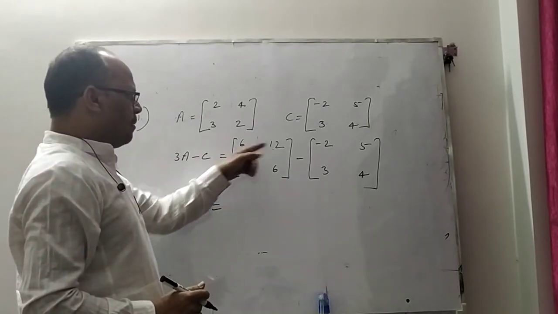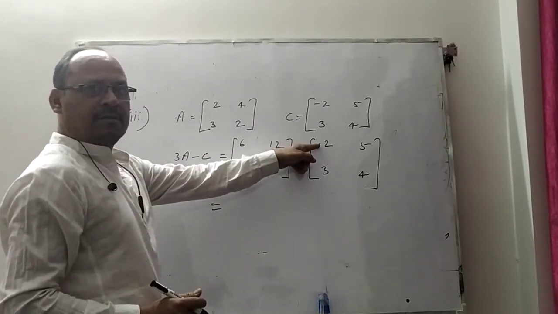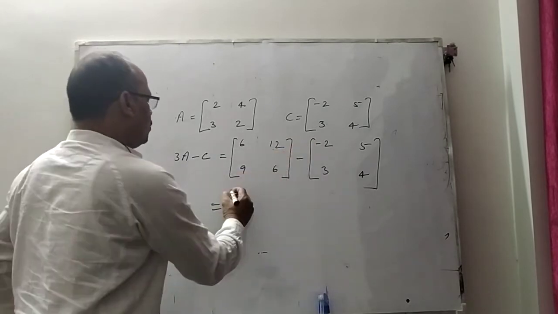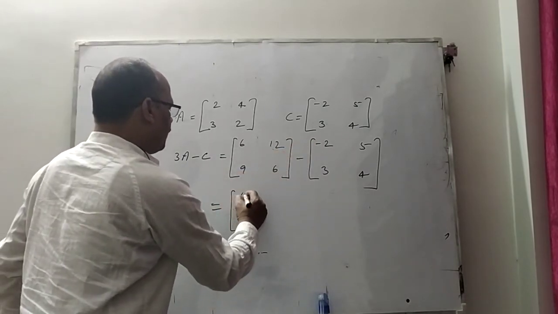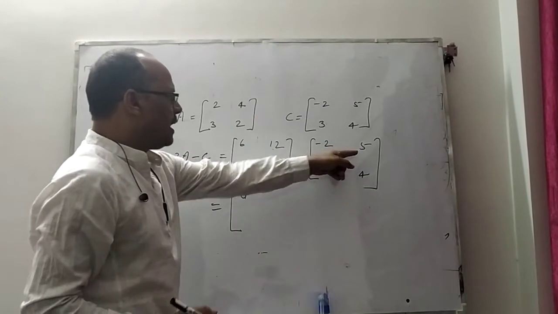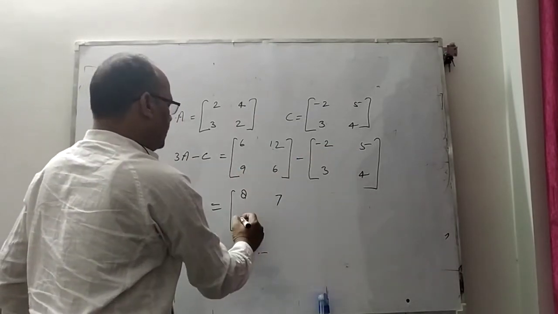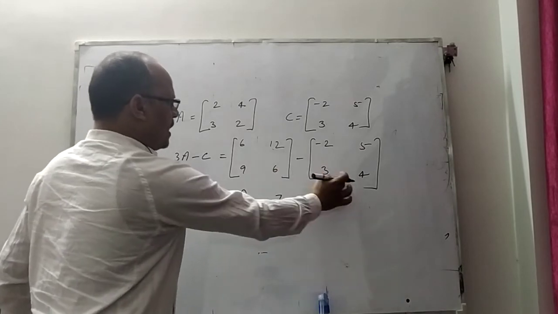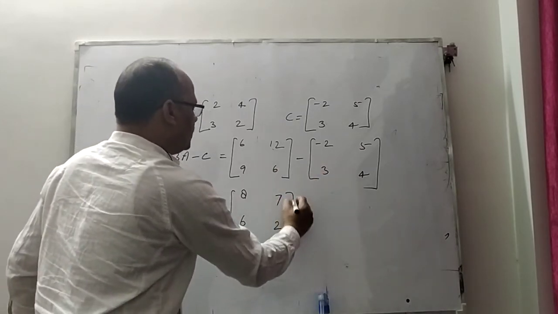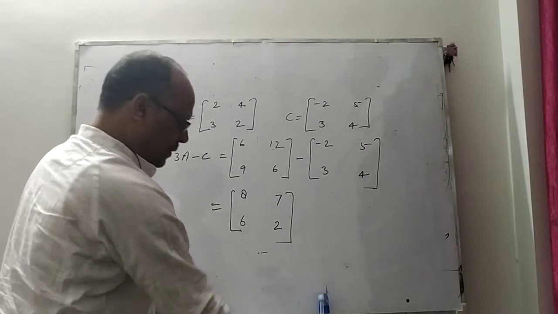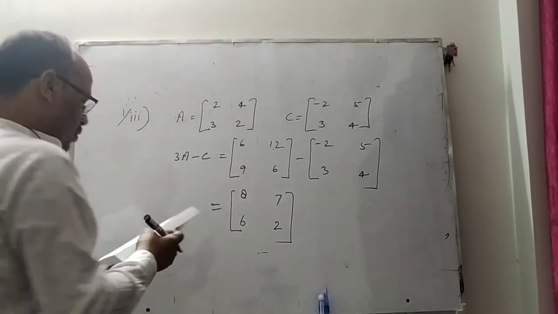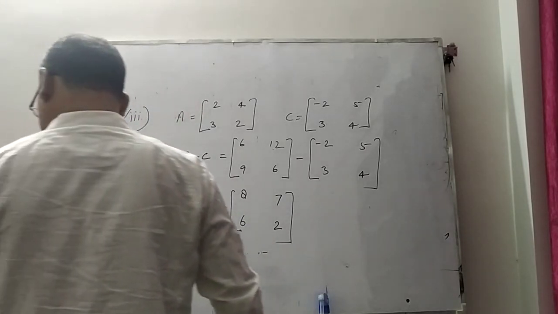6 minus, plus, it will become 6 plus 2, 8. 12 minus 5, 7. 9 minus 3, 6. Or 6 minus 4, 2. This is the result. So, in this way, you can do the questions.